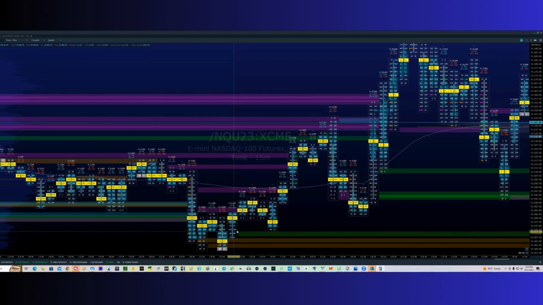Oh, I see. Now, sometimes with these zones, when price comes back in, you will start eating away or breaking through a portion of those imbalances. What is this saying here? I don't know what that is.